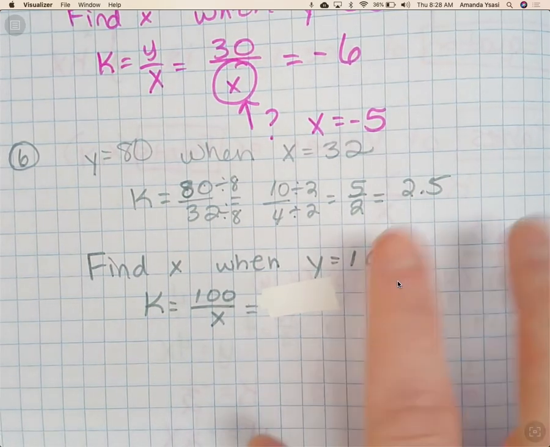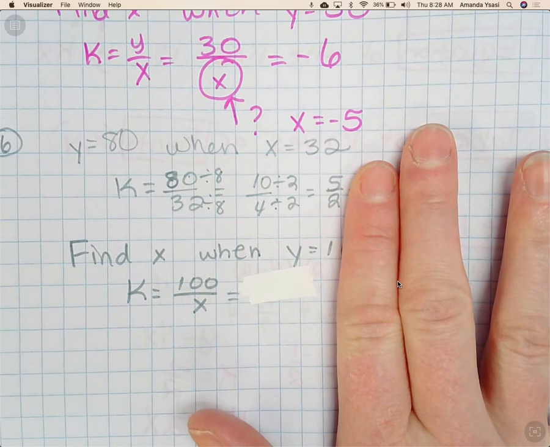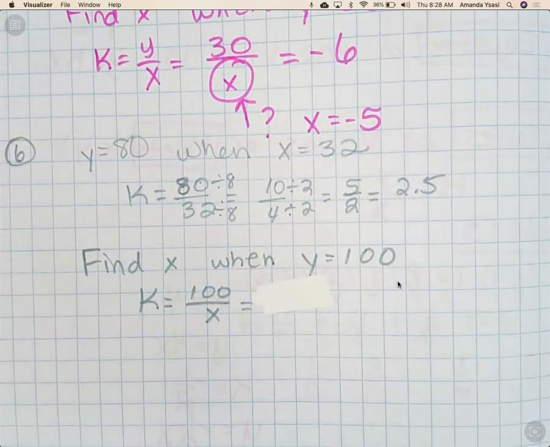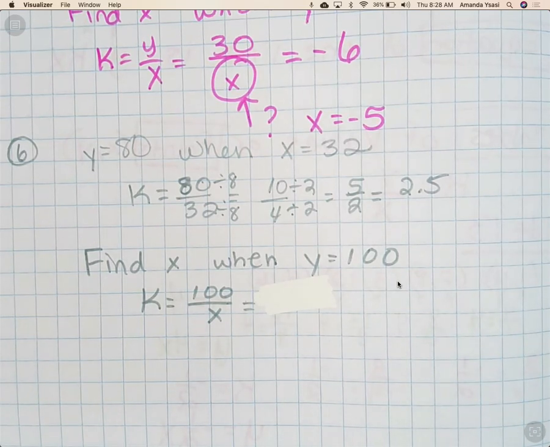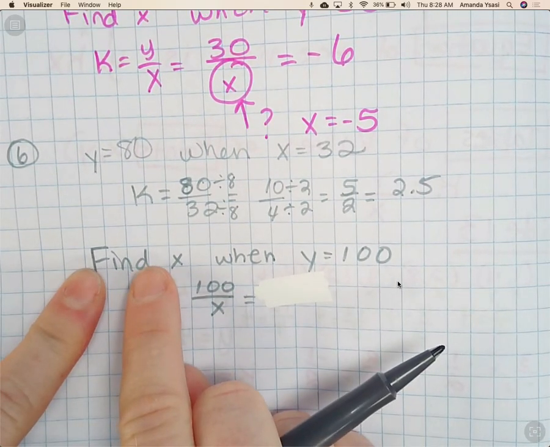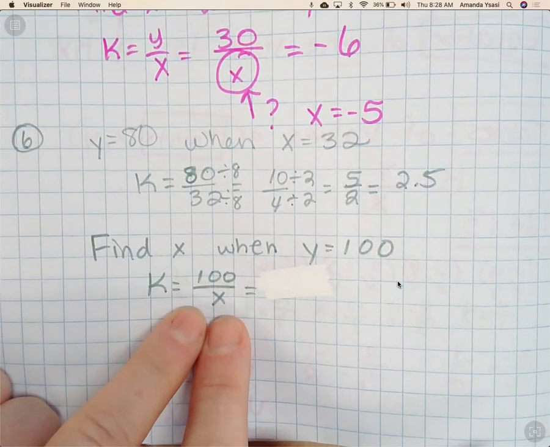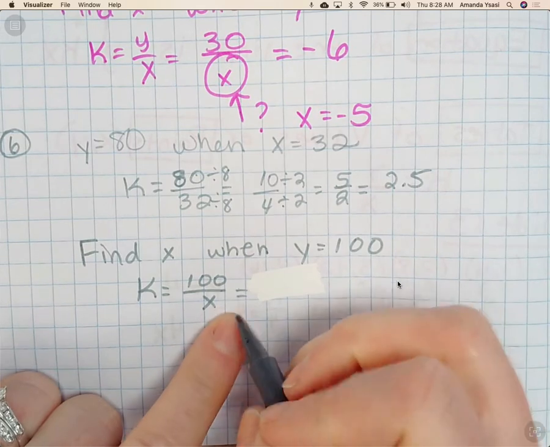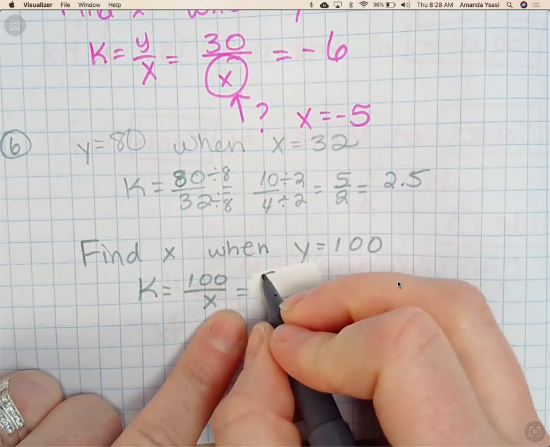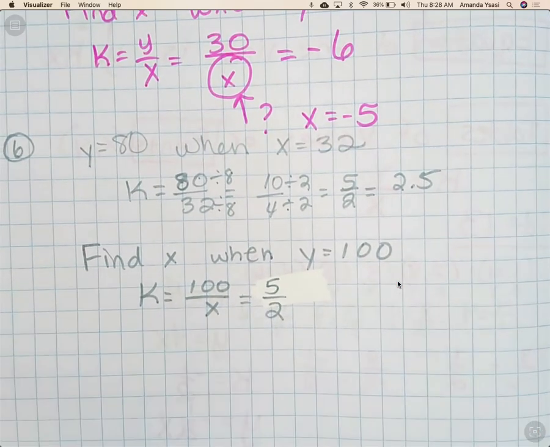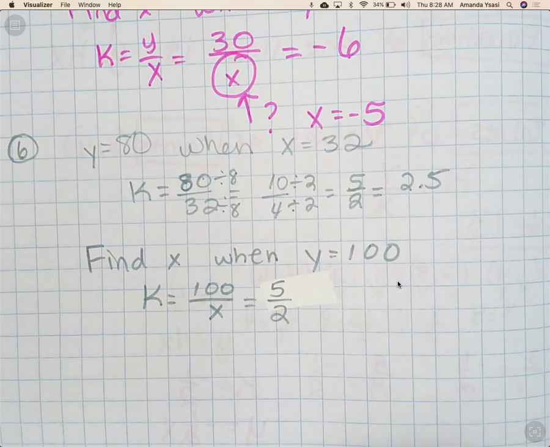But I want to make it as simple as possible, so I'm going to just leave it as my fraction 5 over 2, because normally when we have our slope, when we graph, we have it as a fraction anyway. So now find x when y equals 100. We have y over x equals the same constant of variation, so we can write it as 5 over 2. I first did 2.5, but that just didn't make sense to me.